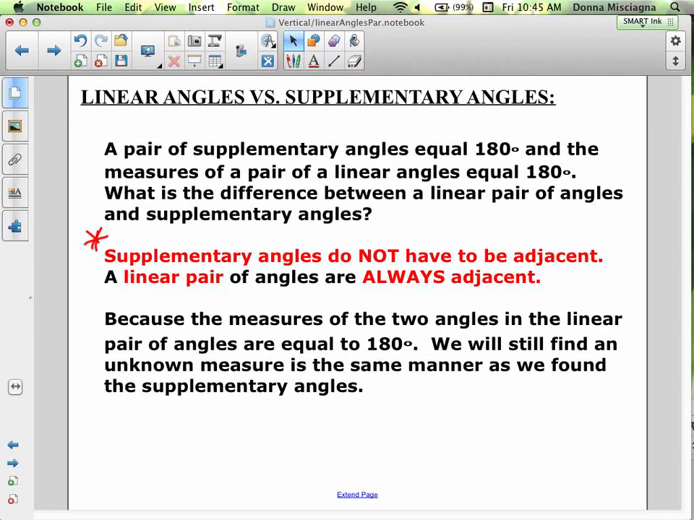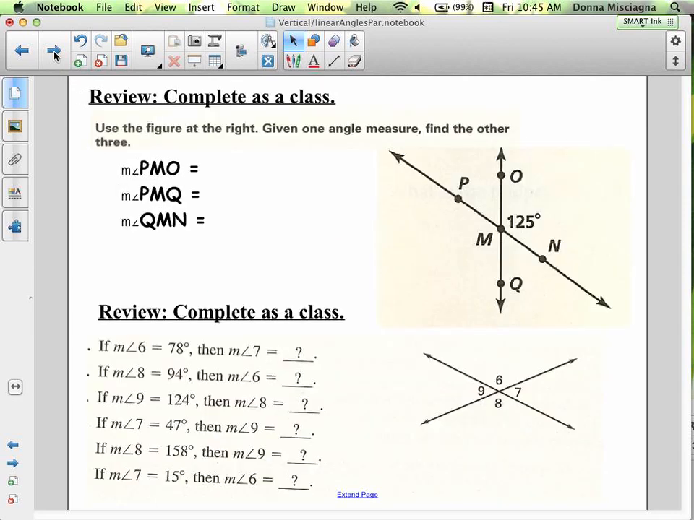So speaking of that, let's find the measures of some angles. And I have all of this in your notes. All right, so the first one is kind of on the right-hand side there, and the second one there is at the bottom of your notes. And this is going to fill in the whole first page of your notes. All right, so we want to use the figure at the right. Given one angle measure, we're going to find the other three.